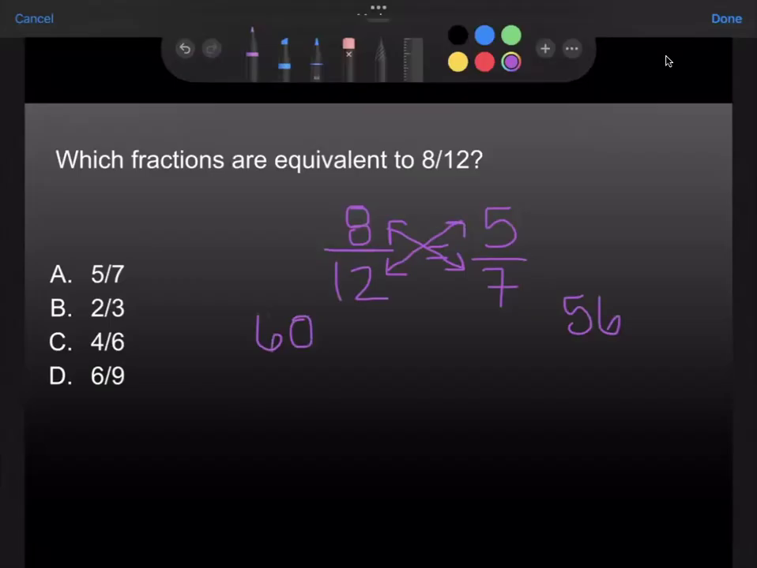So since I ended up with different numbers here, that means 5/7 is not equivalent to 8/12. Okay, that's called cross multiplication. So let's do another one.